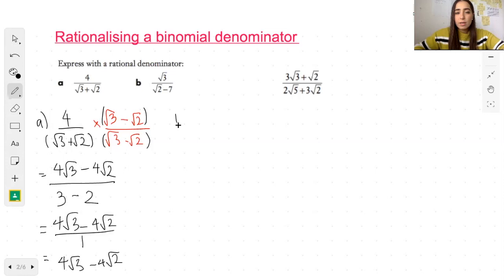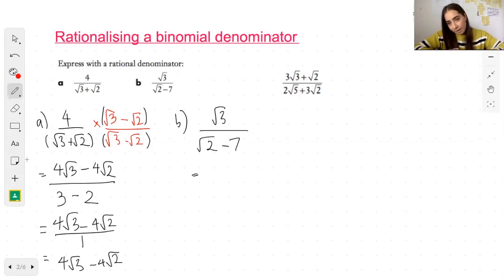All right, let's have a look at example B. So we're going to do exactly the same thing for this example. We're going to multiply the top and the bottom by the conjugate. So take a moment and have a think, okay, what is the conjugate of this denominator? So root 2 minus 7. So we're going to apply the same logic that we did in the previous question. We're just going to replace this middle symbol with the opposite. So the conjugate of root 2 minus 7 is root 2 plus 7.